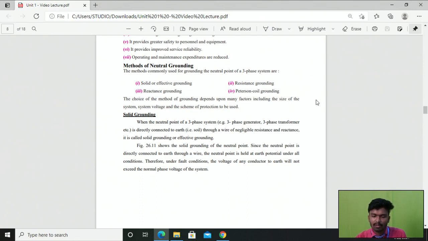The choice of grounding method mainly depends upon many factors, which include the size of the system, the system voltage, and the scheme of protection to be used. Based on these three factors, the choice of grounding method may vary. So let us discuss each grounding method in detail.